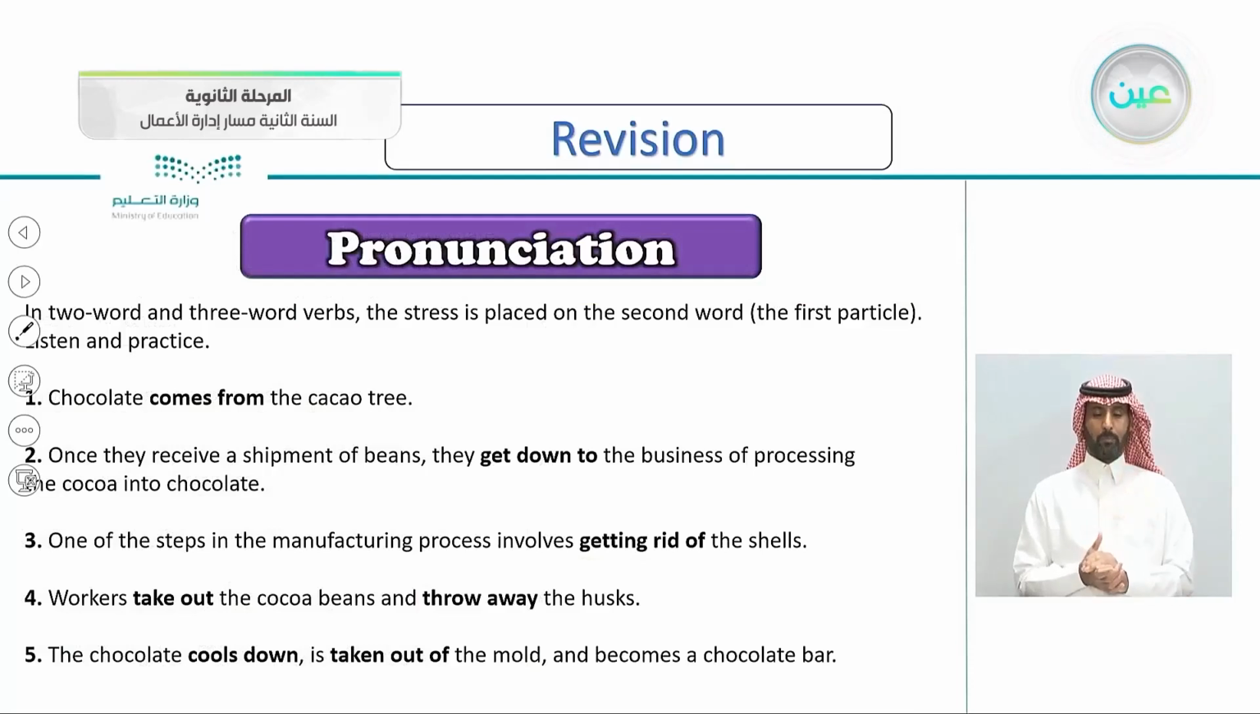We also learned that in 2-word and 3-word verbs, the stress is placed on the second word. For example, we say here, get down to, stress on the second word. Get down to comes from getting rid of. So the second word is always stressed.